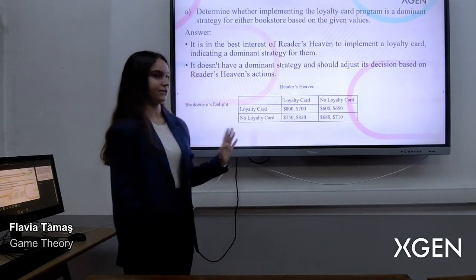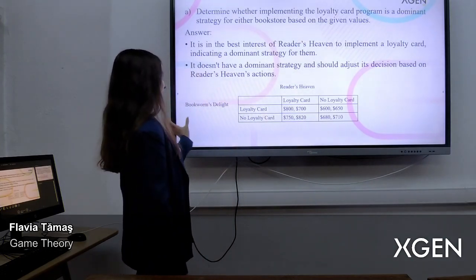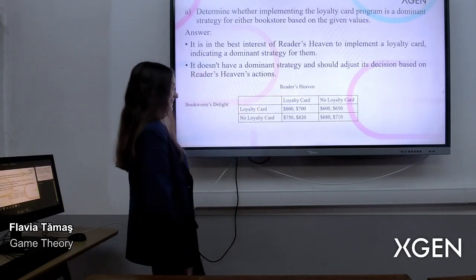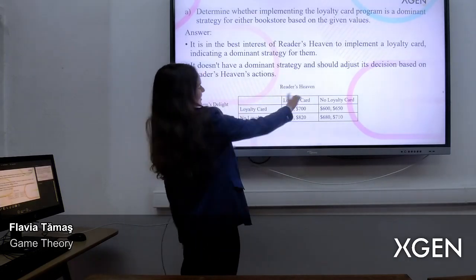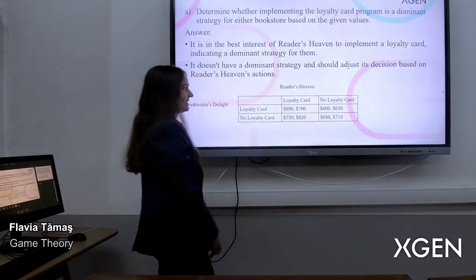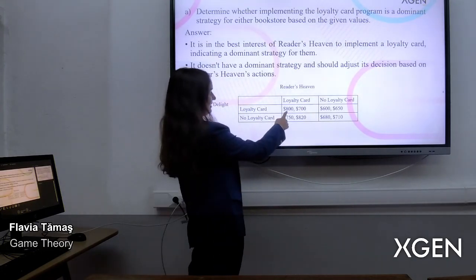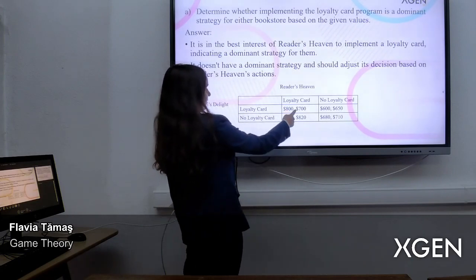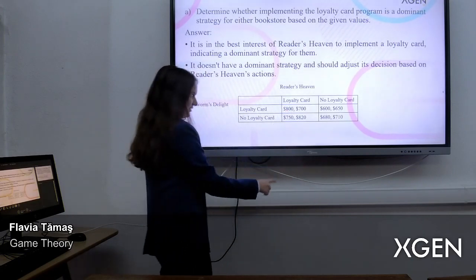So its decision should not be based on what Bookworms Delight would do, and he has a dominant strategy of implementing the loyalty card. Now, if Readers Heaven decides to implement it, Bookworms Delight could either have a profit of 800 or 750. So he would choose to implement it and have a higher profit.